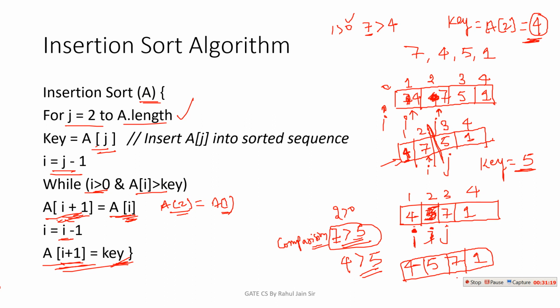Now j equals 4 here and I is here now. Okay, let's come to here. My array looks like this: 4, 5, 7 and 1. J is denoting index 4. I is denoting this. Again I need to consider key equals A of j, so my key is now 1.